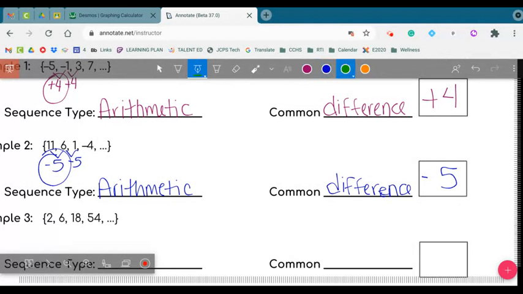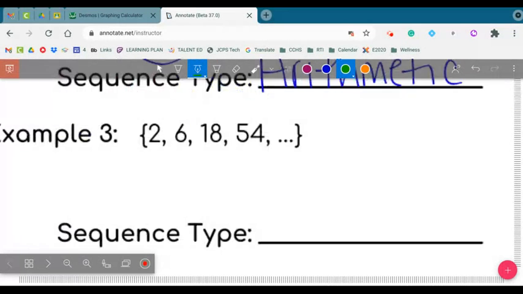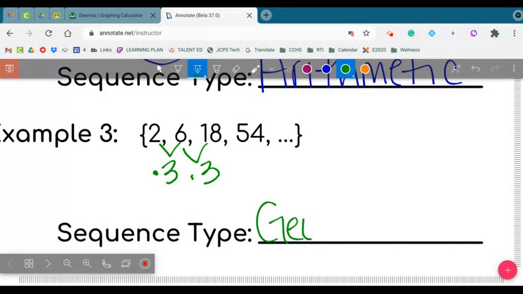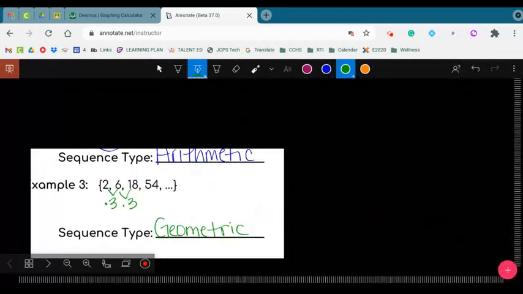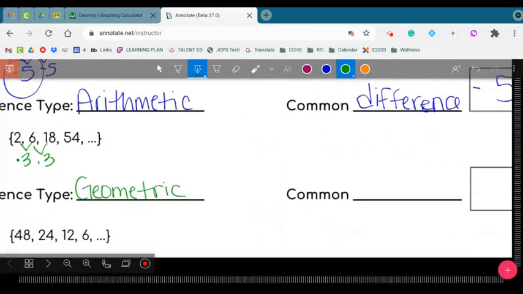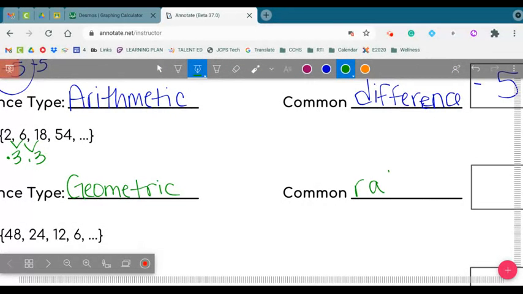Okay, let's go on to the next example. From 2 to 6 to 18 to 54. I can see that I'm not going up by the same amount each time, so I have to be multiplying. What times 2 equals 6? This would be 2 times 3. And then does 6 times 3 equal 18? Yes, it does. So since you're multiplying, it's going to be geometric. With geometric, we will always have a common ratio. Our common ratio on this one is just going to be a 3.